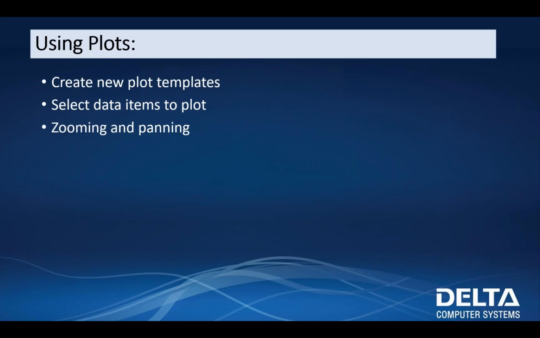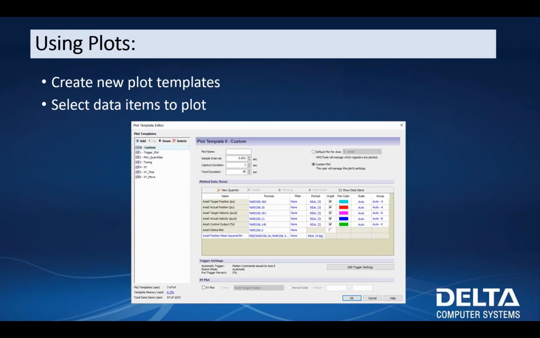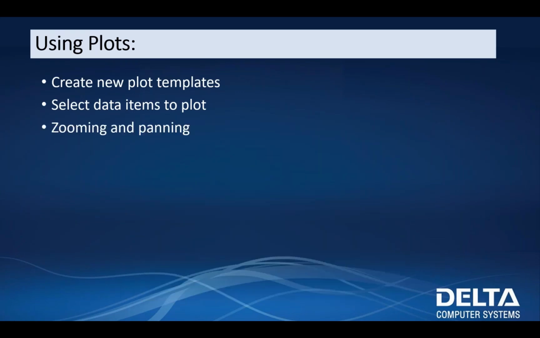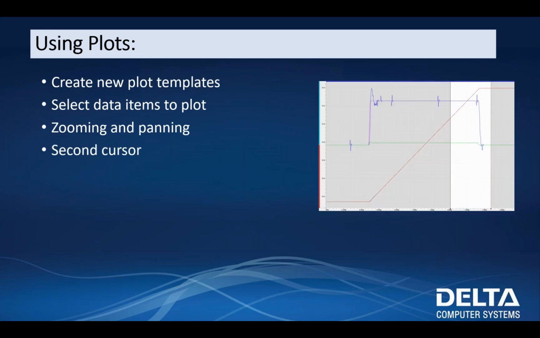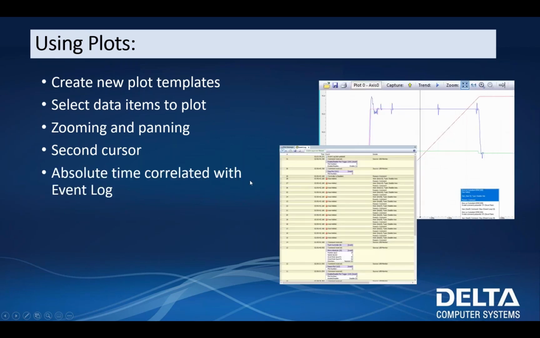Okay, so we selected our data items to plot. A few other things that we can do with these plots, zooming and panning. We're able to zoom around on these plots. We can zoom deep in and see individual points in the plot. We have a second cursor that we can use to trim a plot. We can also use it to measure the time between two points. So in this case, we'd be measuring the time here between 2 points.